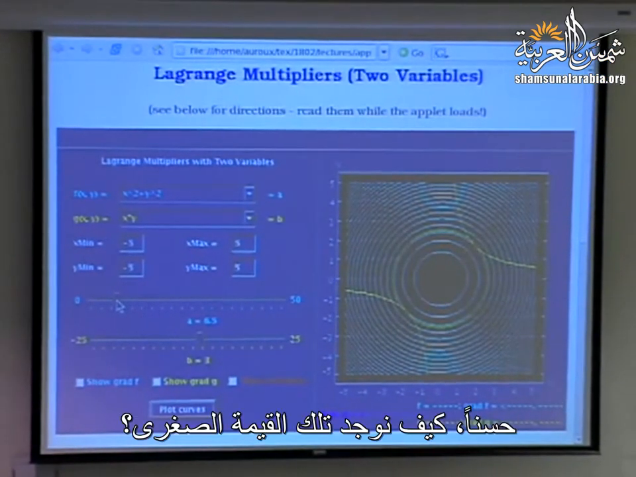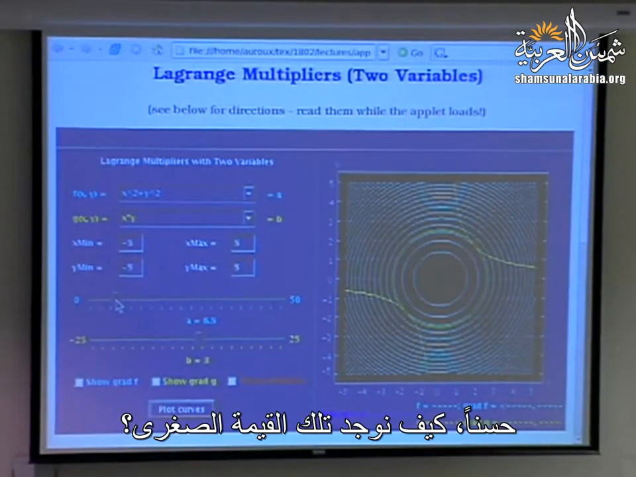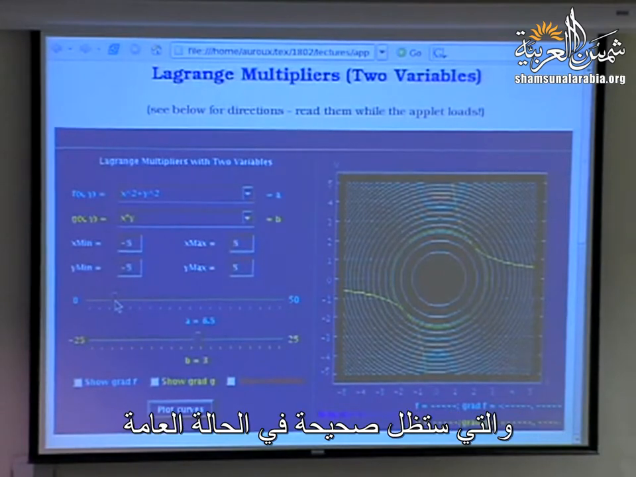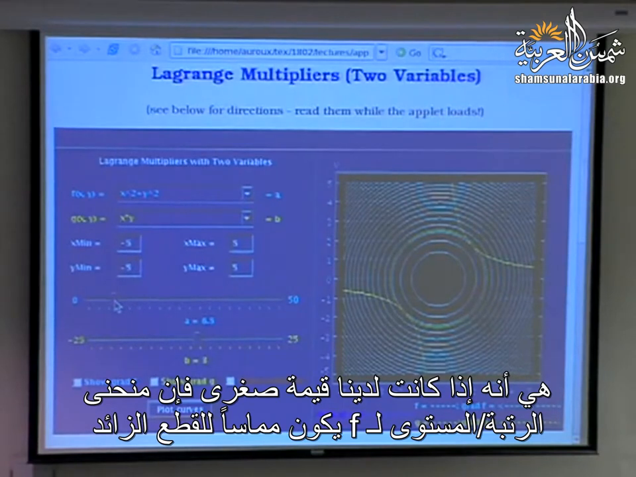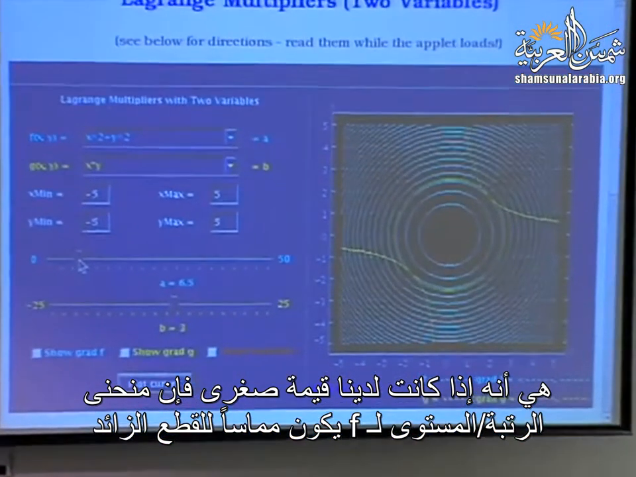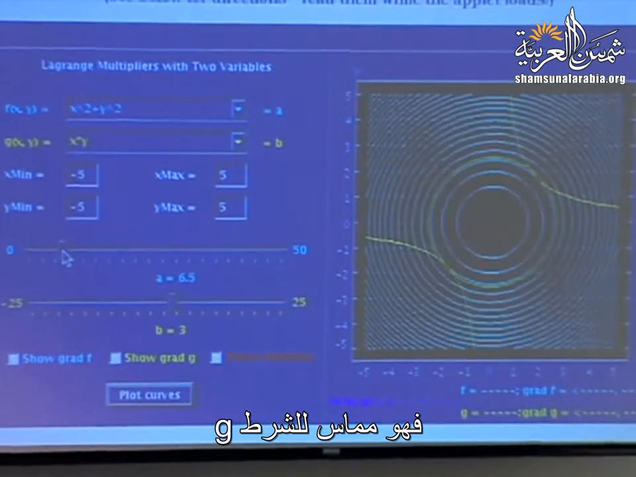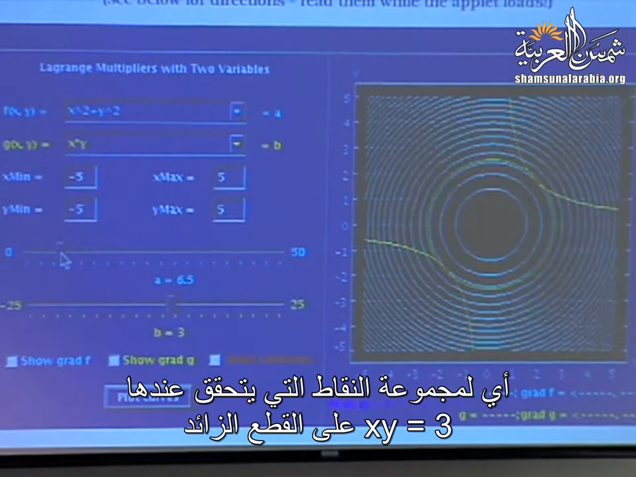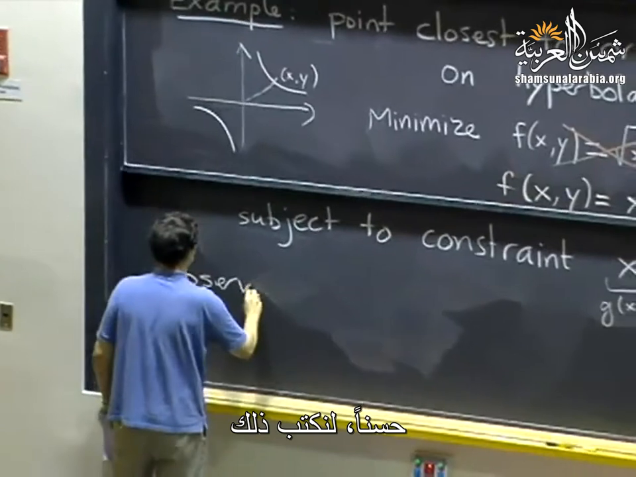Okay? So how do we find that minimum? Well, the key observation that's valid on this picture, and that actually will remain true in the completely general case, is that when we're at the minimum, the level curve of f is actually tangent to our hyperbola. It's tangent to our constraint, to the set of points where xy equals 3, to the hyperbola. Okay, so let's write that down.